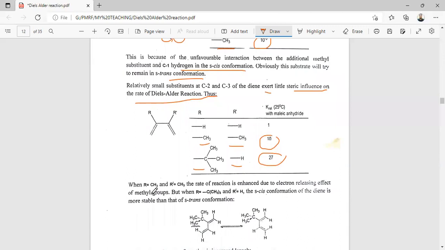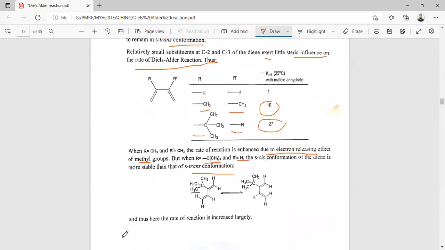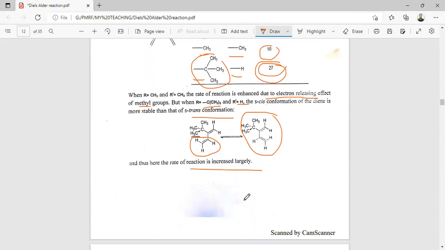So when R equals CH3 and R' equals CH3, the rate of the reaction is unchanged due to the electron-releasing effect of the methyl group. But when R equals tert-butyl and H, the S-cis configuration of the diene is more stable than the S-trans. So that's why here, with tert-butyl, the S-cis configuration is more stable than the S-trans due to sterics. That's why the reaction rate is much higher even with the sterically bulky tert-butyl group. Thus, here the rate of the reaction increases largely.